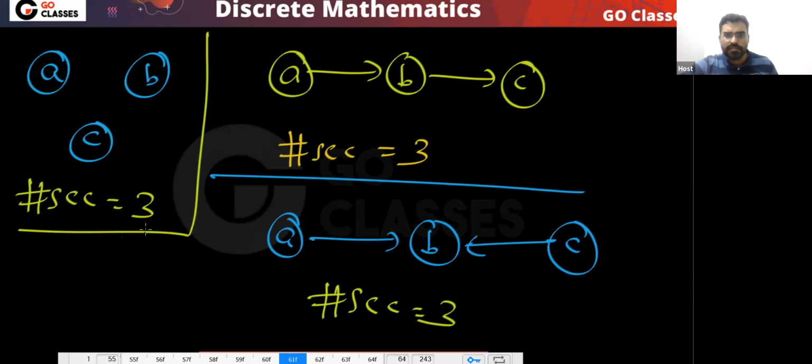Is this clear? Here you have only 3 strongly connected components. This is a strongly connected component. This is a strongly connected component. This is a strongly connected component. So is this concept clear? The concept of strongly connected component.